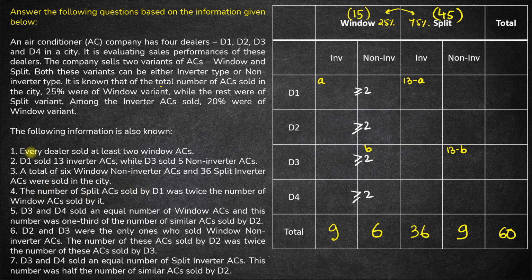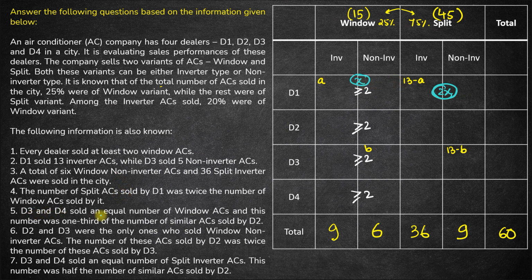Next, it's given that the number of split ACs sold by D1, both these blocks together, is twice the number of window ACs sold by D1. The window ACs sold by D1 will be this whole thing together. So if these two blocks together is X, these two blocks will be twice X, right? So we'll keep this in mind.